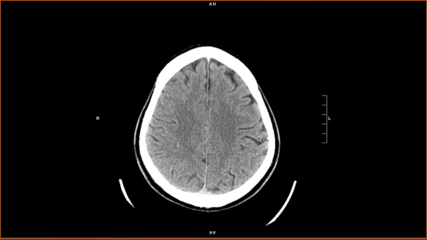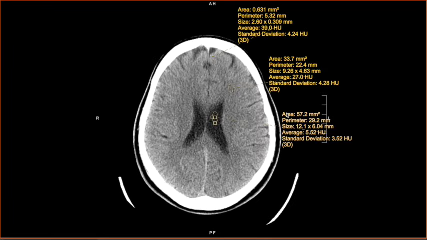This is the right side of the patient here. This is the left side of the patient. This is the anterior portion, this is the patient's forehead, and this is the posterior portion of the head. We've marked some of the major densities that we've discussed already.